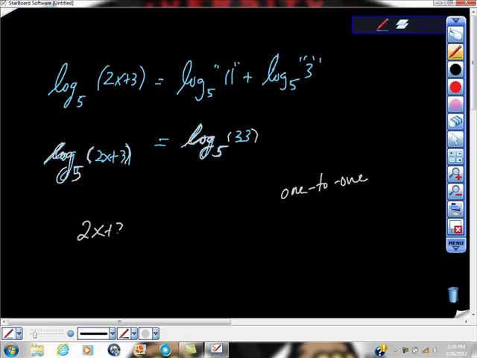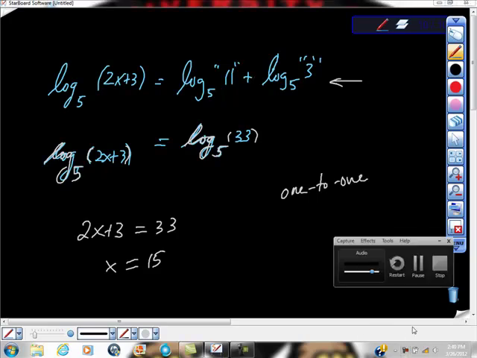So we have 2x plus 3 is equal to 33, and if we solve, we get x is equal to 15. And if we plug it back in, we get 2 times 15 is 30, plus 3 is 33, and we know, because of the rules of exponents, that that's true, don't we? Okay, you guys. Super. Super.